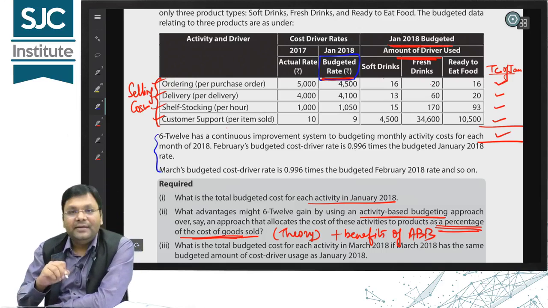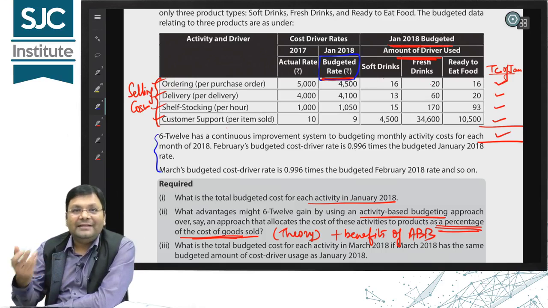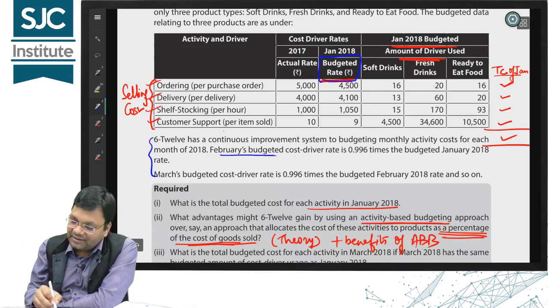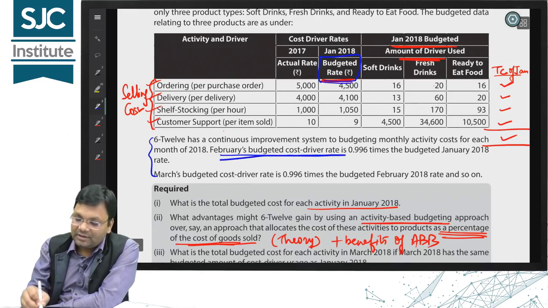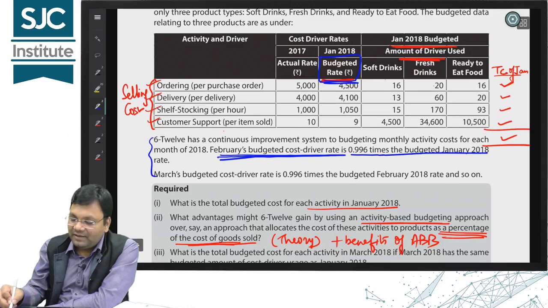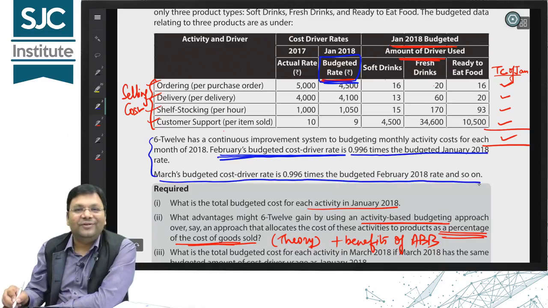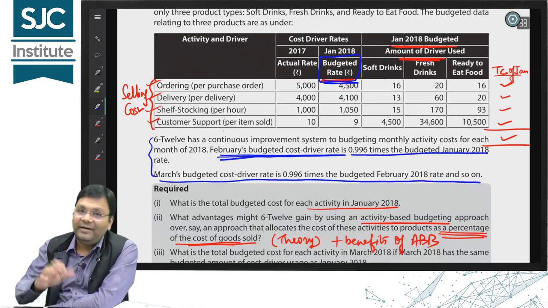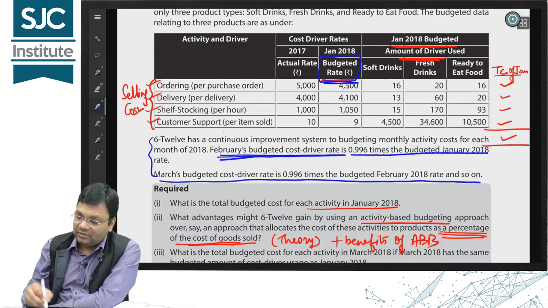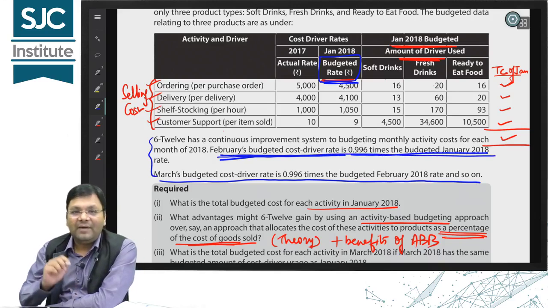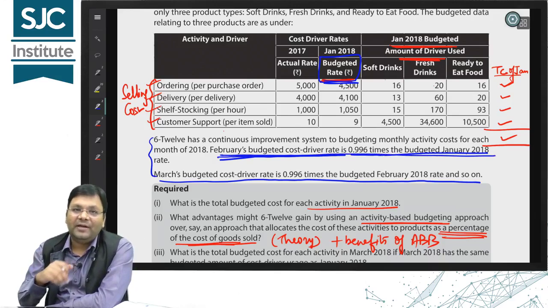In February, they are seeking Kaizen, continuous improvement, by reducing the cost driver rate. How will it be? February's rate is 0.996 times January's rate. March's rate will be 0.996 times February's rate, and so on. Remember the Kaizen? I've already discussed the concept with you. So February's rate is 0.996 times January's and March's rate is 0.996 times February's, and so on.